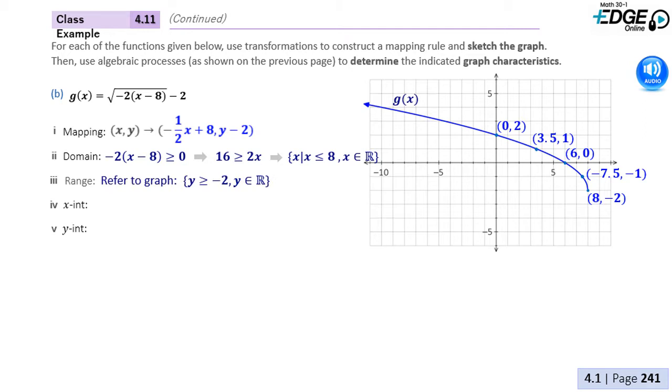We'll continue to determine our ranges graphically. We see that the graph is above or equal to the endpoint of negative 2, and write that in the range.